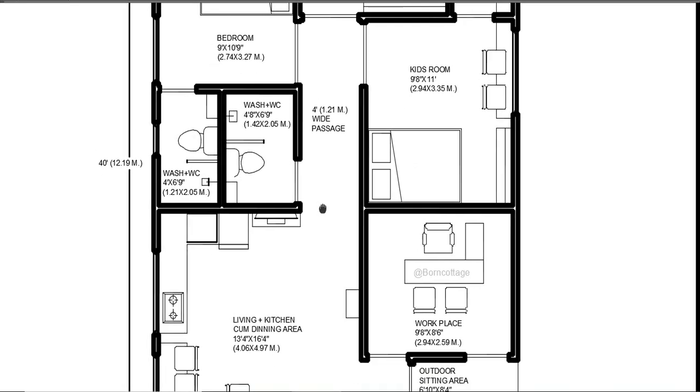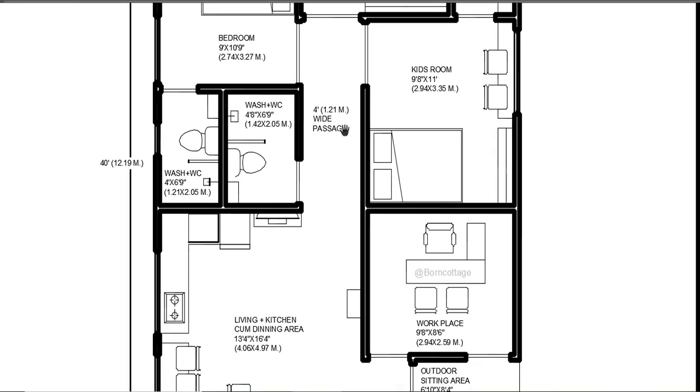So in the center we have a 4 feet, in meter 1.21 meter wide passage here, and on the left side we have a common use washroom plus water closet here. The size of the washroom is 4 feet 8 inches into 6 feet 9 inches, in meter 1.42 into 2.05 meter. You can see here the wash basin, water closet, and the shower area. And after that we will go inside.